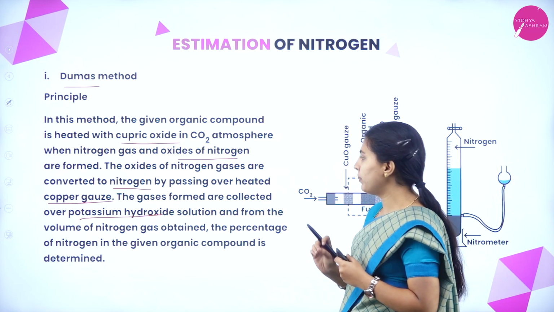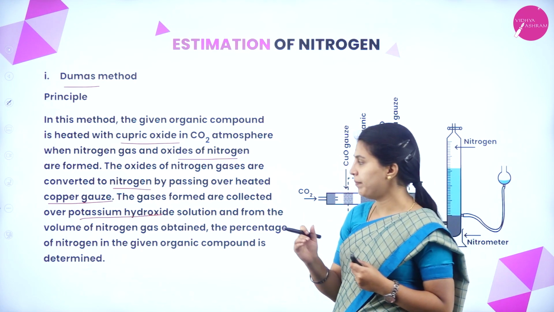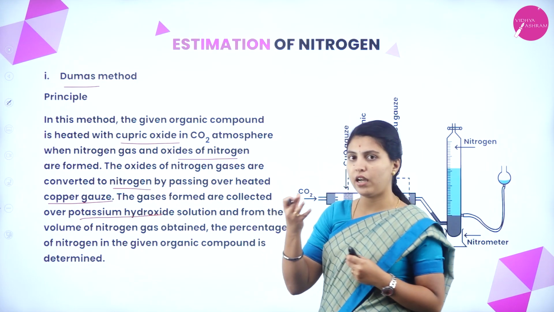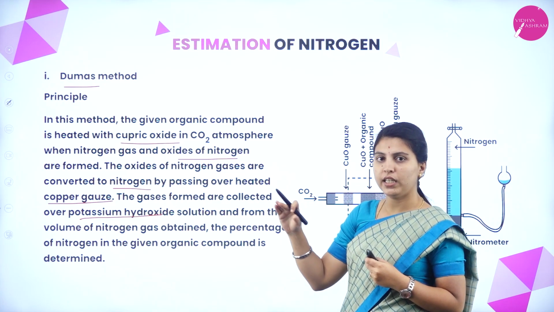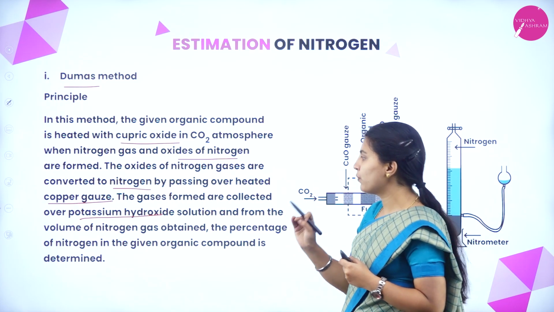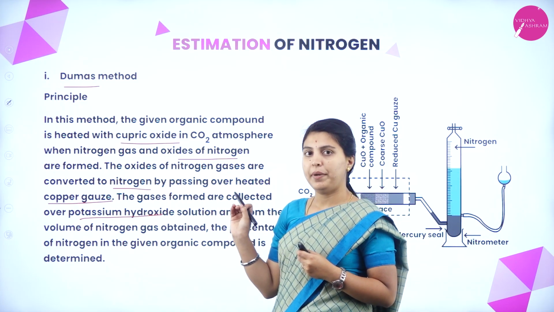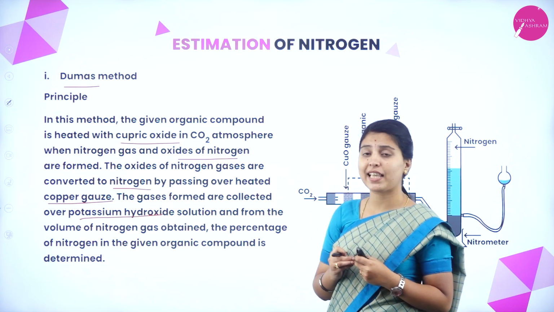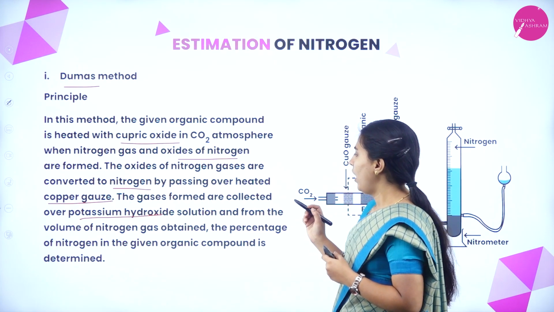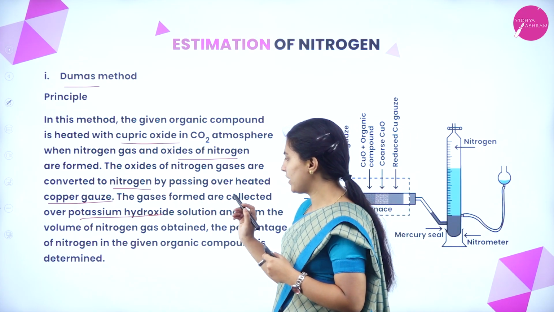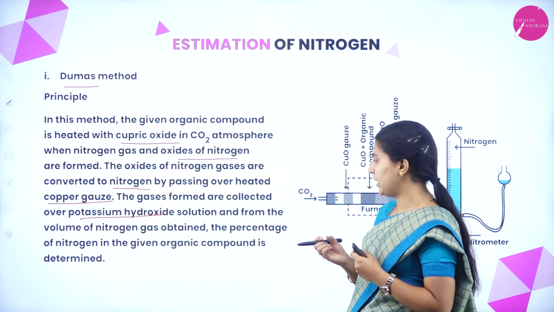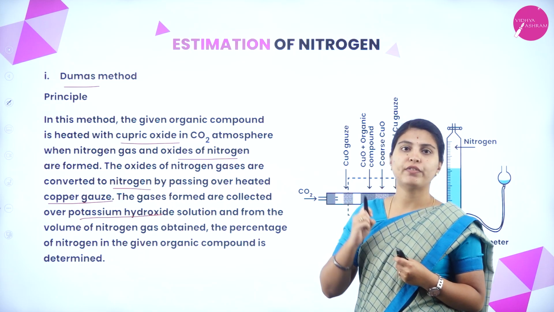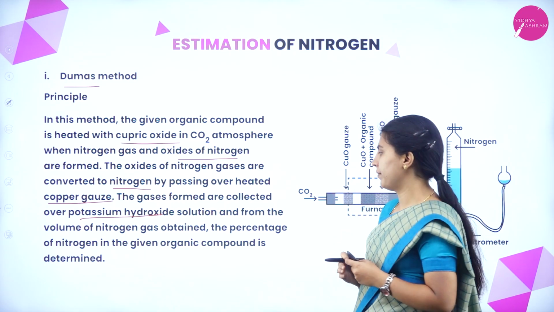The gases formed are collected over potassium hydroxide, that is KOH. From the volume of nitrogen gas obtained from this method, the percentage of nitrogen will be estimated.